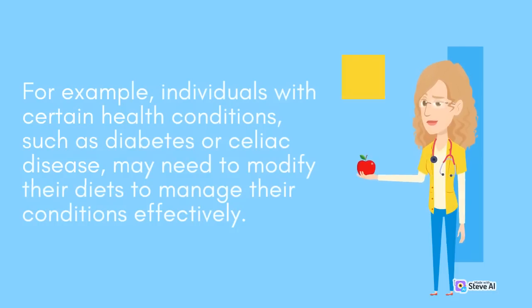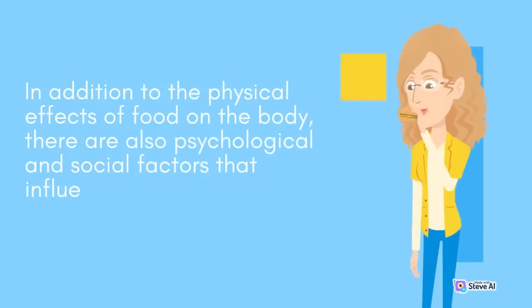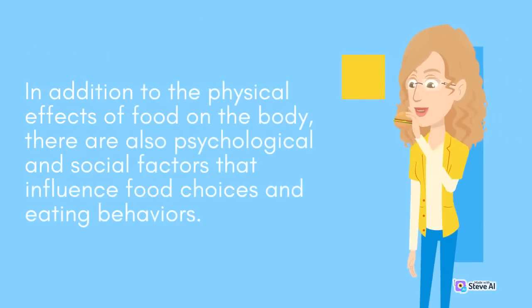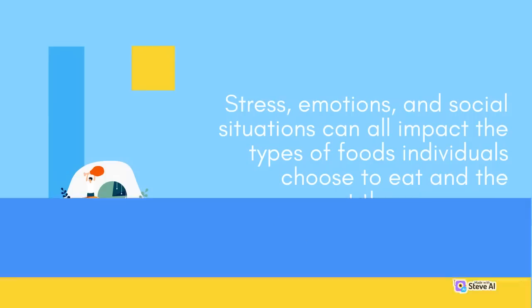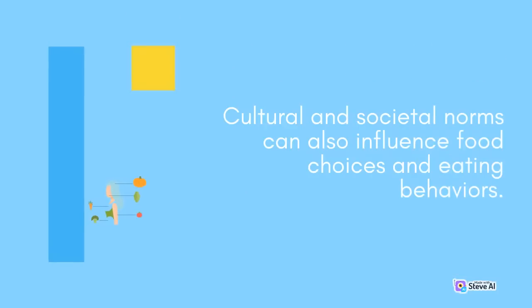In addition to the physical effects of food on the body, there are also psychological and social factors that influence food choices and eating behaviors. Stress, emotions, and social situations can all impact the types of foods individuals choose to eat and the amount they consume. Cultural and societal norms can also influence food choices and eating behaviors.